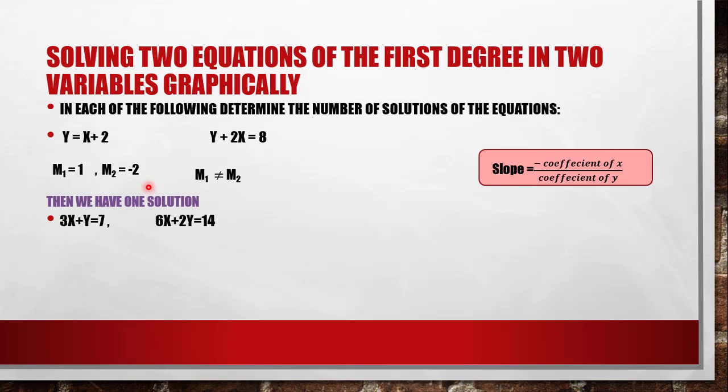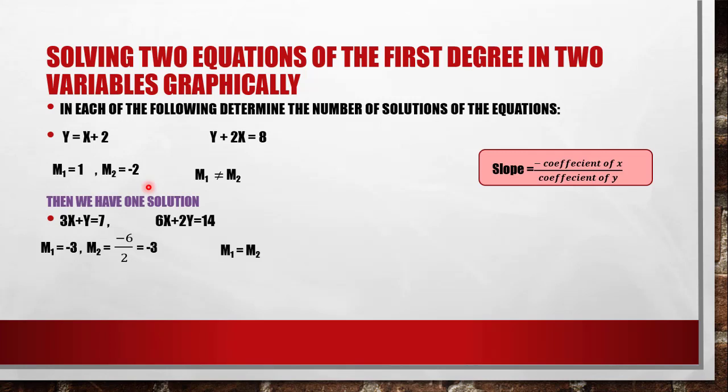Okay, the second one, 3x plus y equals 7 and 6x plus 2y equals 14. Let's calculate the slope. Negative coefficient of x over coefficient of y, because x and y are on the same side. It means negative 3 for the first one, and for the second one negative 6 over 2. It means also negative 3. So now we have the same slope.